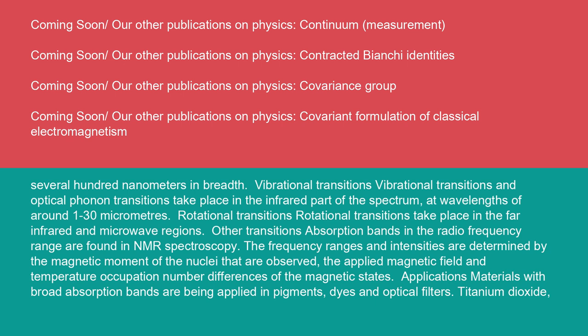Rotational transitions take place in the far infrared and microwave regions. Other transitions, absorption bands in the radio frequency range, are found in NMR spectroscopy. The frequency ranges and intensities are determined by the magnetic moment of the nuclei that are observed, the applied magnetic field, and temperature occupation number differences of the magnetic states.